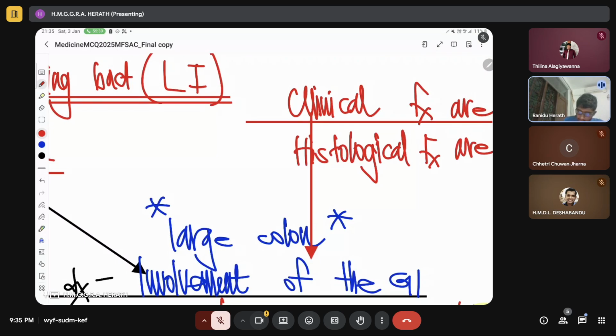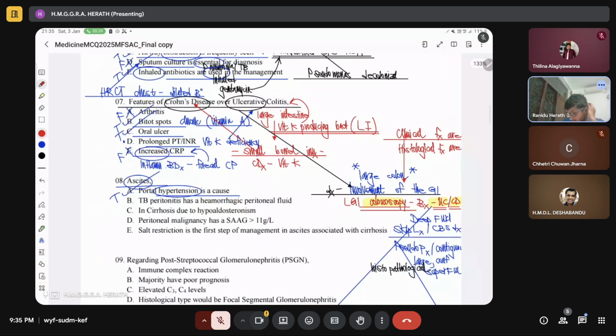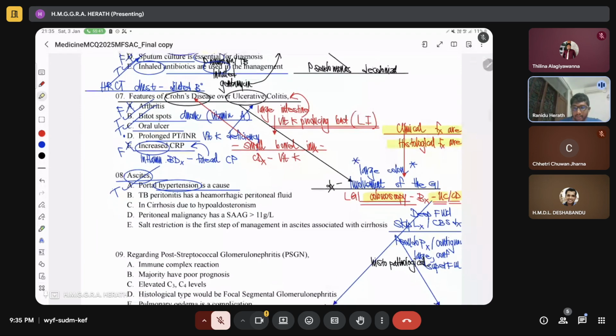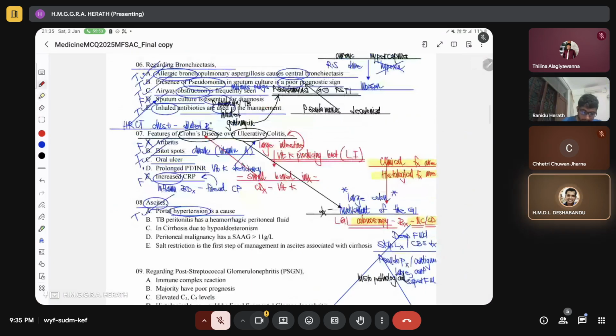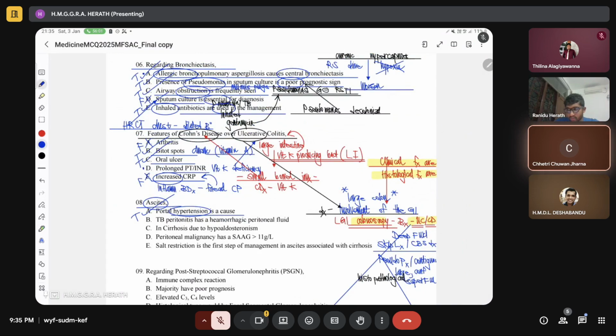Yeah, Deshbandhu? One thing is portal hypertension. What is the second cause for ascites in a patient with CLCD? Hypoalbuminemia. Good. Then portal vein thrombosis. Okay, that also leads to portal hypertension, no? Okay. What else?